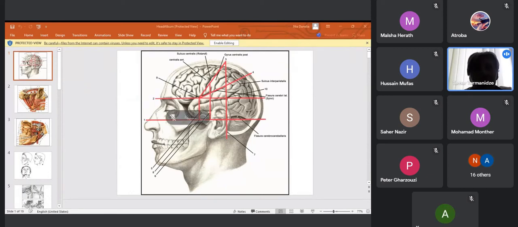We have finished the frontoparieto-occipital region, as I remember, yeah? The temporal region we have not started. Who attended the lecture last week? We start the cerebral part of the head, yeah? We have finished the frontoparieto-occipital region and we have not started the temporal region, yeah?